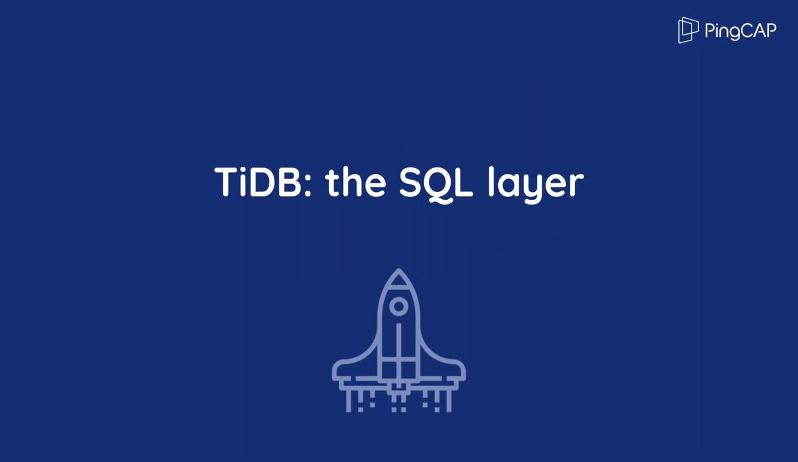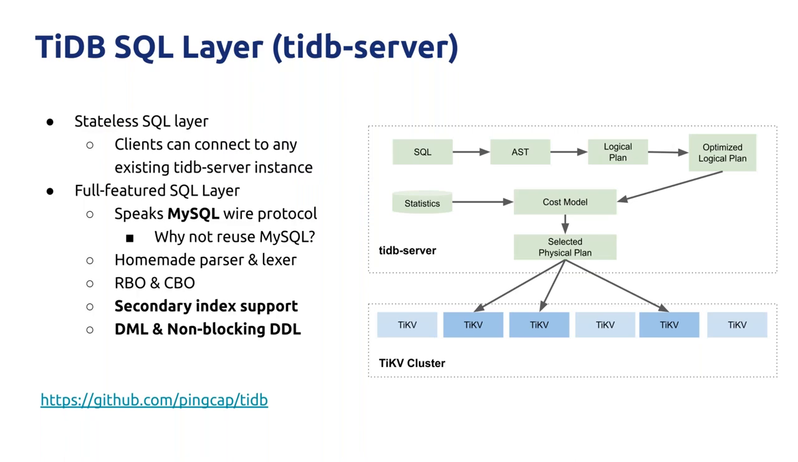The next important component is the TiDB server, the SQL layer. It shares the same name as the whole project, TiDB, so it's really important. We put a lot of effort into making our SQL layer very powerful. The first thing about TiDB is that it is stateless, like I mentioned. A client can connect to any alive TiDB server instance, and the TiDB server exposes the MySQL wire protocol endpoint for clients to connect. It will also do the SQL parsing and generate the logical plan, which goes through our cost-based optimizer to generate the physical plan. The physical plan executor will then send the key value operations to the corresponding TiKV node.